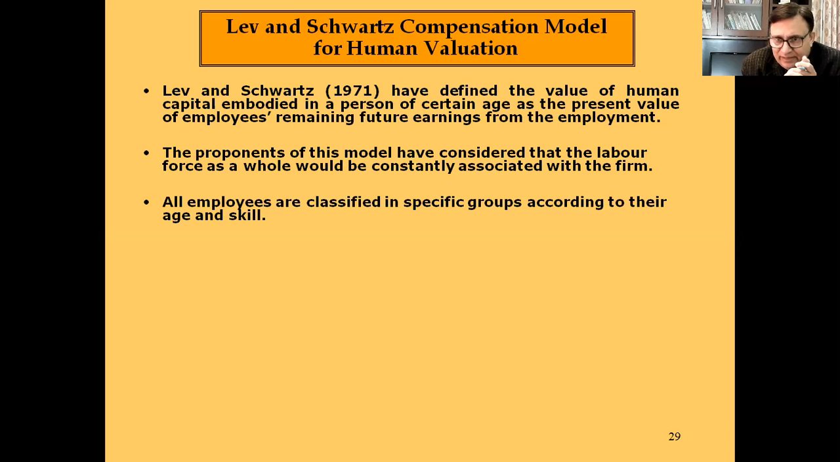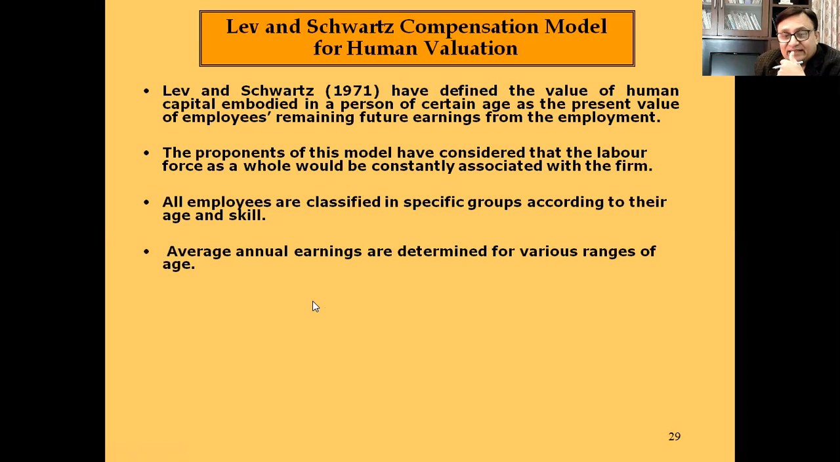For example, when we classify them in the three categories, assistant professor, associate professor, and professor, definitely on the basis of age and skill, they are going to be promoted. So all employees need to be classified in different groups according to their age and skill. Similarly, their average annual earning has to be determined from the various ranges of age.